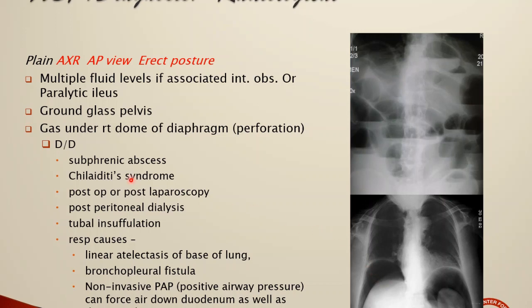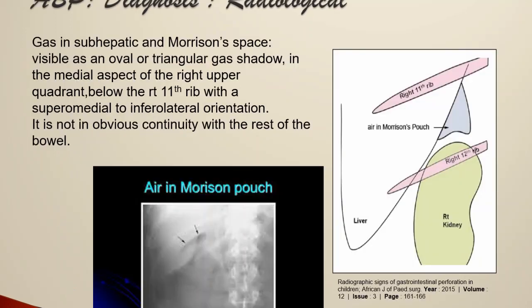You can have Chilaiditi syndrome, which is nothing but a dilated, interposed transverse colon, gaseous. The transverse colon lies like this and gives an erroneous view of gas under the diaphragm. You could have a post-operative or post-laparoscopic, post-peritoneal dialysis, post-tubal insufflation, or there could be respiratory causes in the form of linear atelectasis at the base of the lungs. If you have atelectasis out here, it can give an erroneous appearance of gas under the diaphragm. A bronchopleural fistula, or non-invasive positive airway pressure when the air is forced both down the trachea and the esophagus, so that can as well give an erroneous view of gas under the diaphragm.